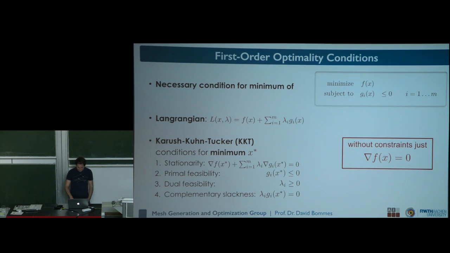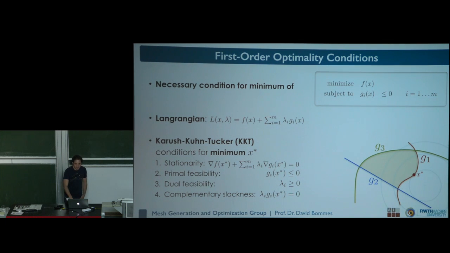So what does it mean? First of all, you should observe that if you don't have any constraints, all these KKT conditions just reduce to the usual gradient f of x equals 0 that we know from the unconstrained case. Because there's no primal feasibility, we don't have any variables lambda, and therefore 2, 3, and 4 disappear. If you have constraints, then you should imagine the following picture. Now you have such a minimum point x star, which is here on the boundary of a constraint, and now we can distinguish two different cases in these KKT conditions.